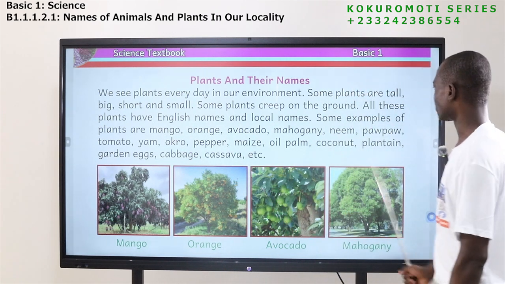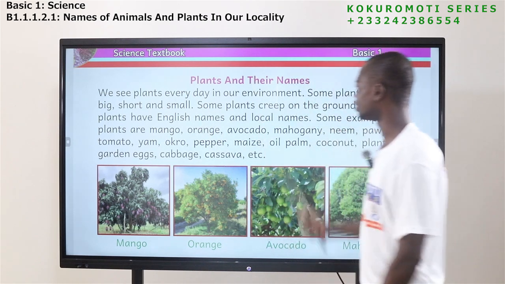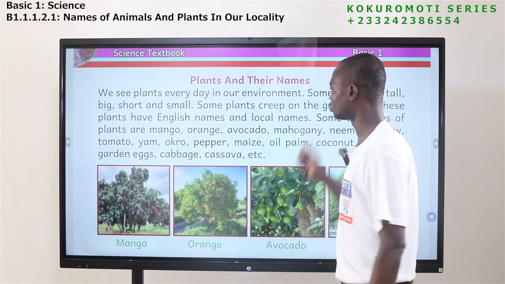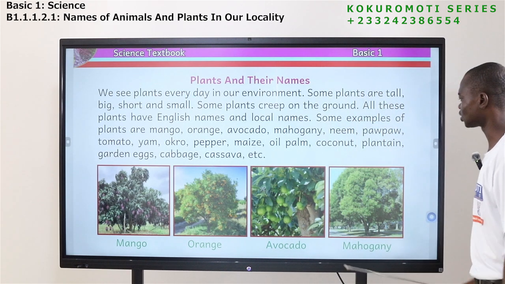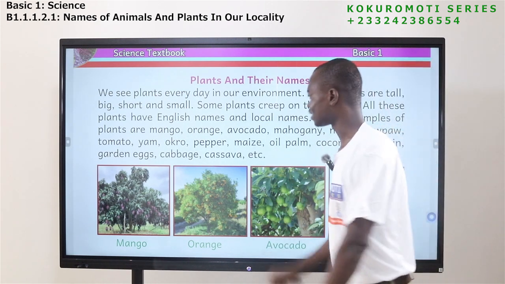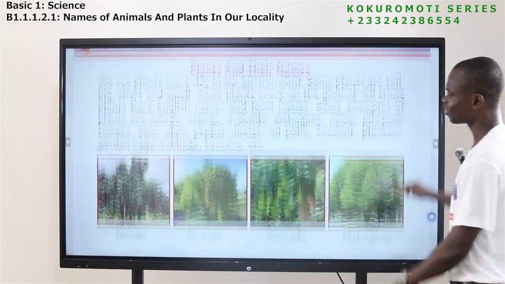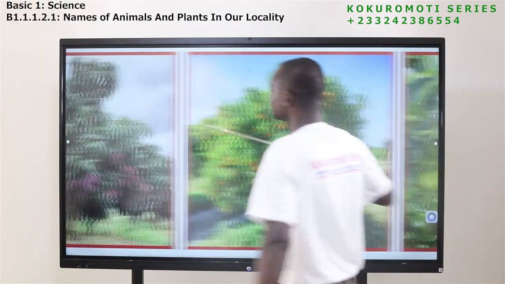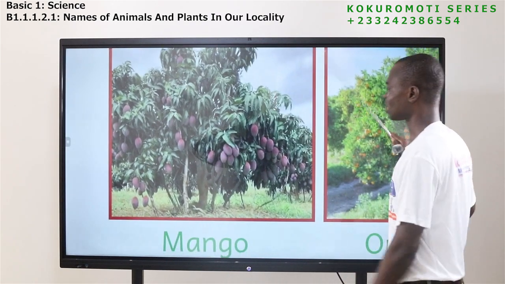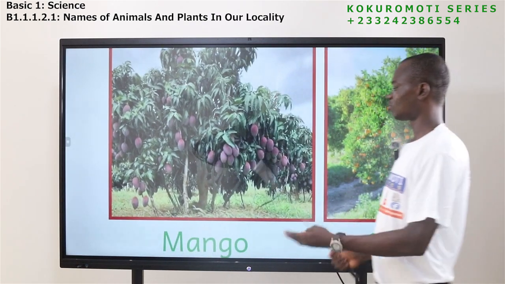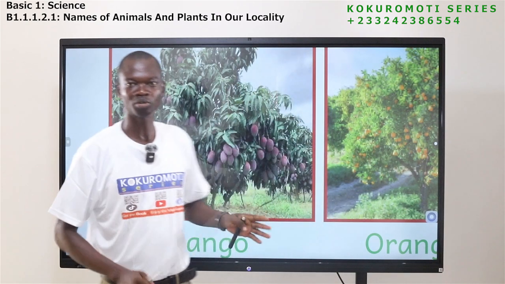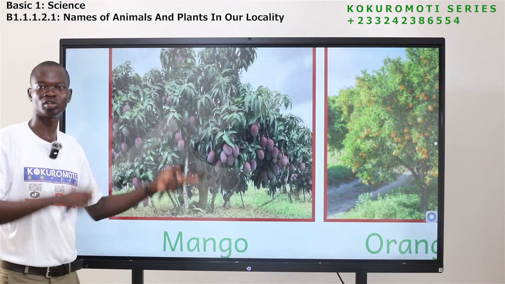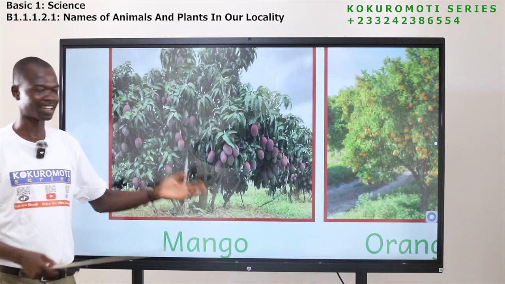Some examples of plants are mango, orange, avocado, mahogany, neem, pawpaw, tomato, yam, okra, pepper, maize, oil palm, coconut, plantain, garden eggs, cabbage, cassava. They are all here, so we are going to look at them. Some of them I don't know the local name, but I'll try my best and tell you.